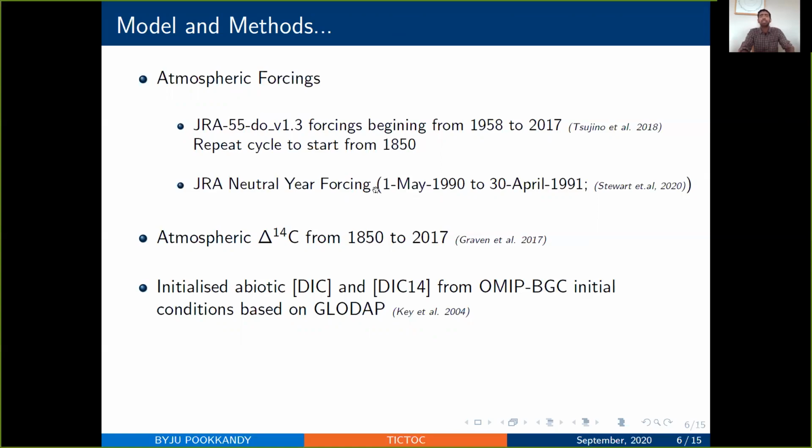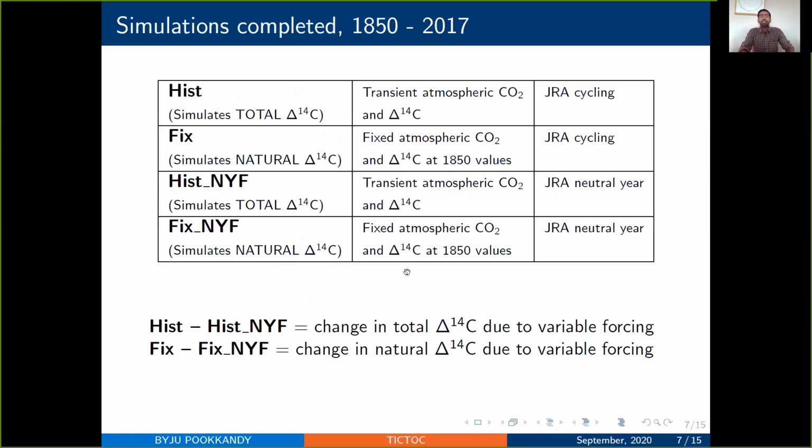The model uses historic atmospheric radiocarbon from 1850 to 2017, which includes natural radiocarbon and bomb radiocarbon. Also, the model has been initialized with abiotic dissolved inorganic carbon and the corresponding C14 from the OMIP BGC initial condition based on GLODAP. We initialized the transient simulation for the period 1850 to 2017 from the end of the spin-up. So we got four simulations.